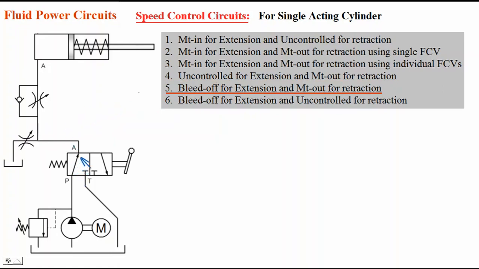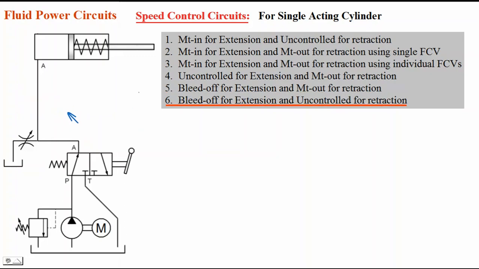So this meter out for retraction I have explained, and for extension, when the lever is kept in the first position, P to A connection is there, and a part of the oil which is flowing out from the pump is flowing back to tank through this flow control valve. Say this is F1. By operating this flow control valve F1, I can control the amount of oil which is bled off, by which I can control the amount of oil which is flowing into the cylinder. So that's why it is bleed off for extension and meter out for retraction.